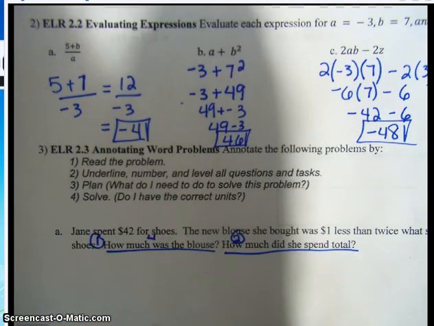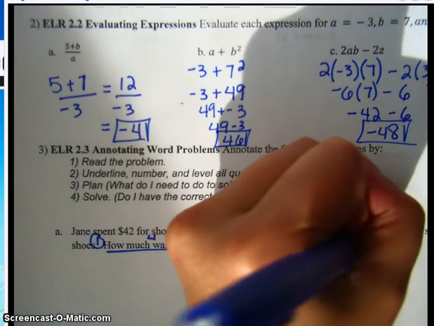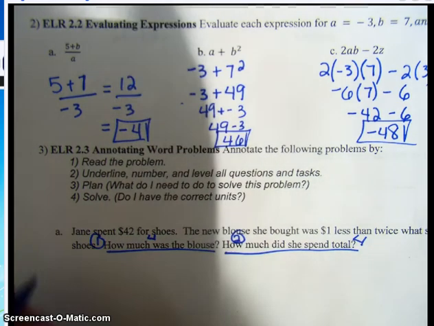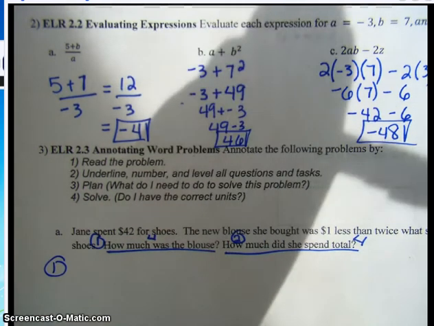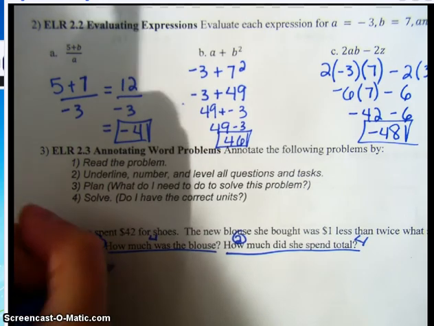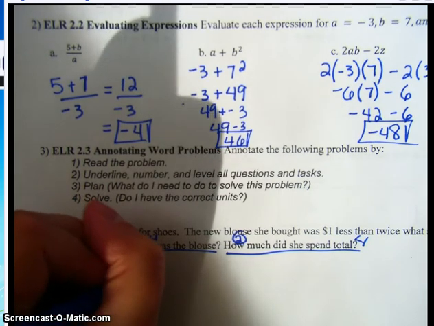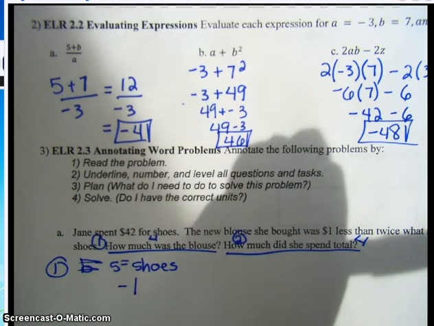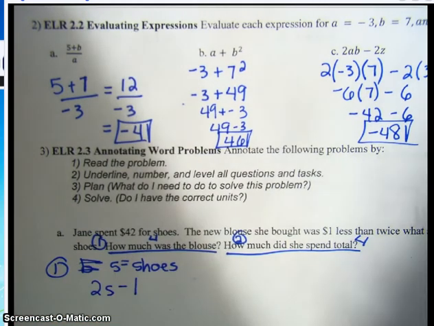I'm going to say this one's level 1. And I'm actually going to say this one's level 1 too, because both of them are going to have that answer of a number. So here's my plan. Step 1, how much was the blouse? I'm going to write an expression. Let's say S equals shoes, and it's going to be $1 less, so minus 1, then twice what she spent on shoes.